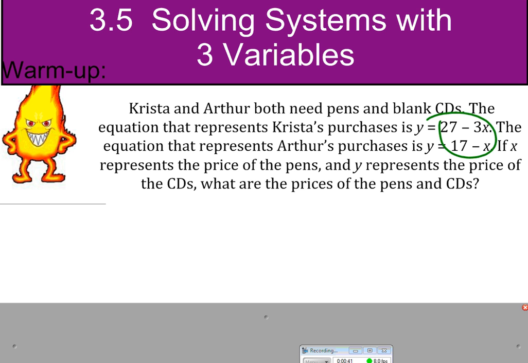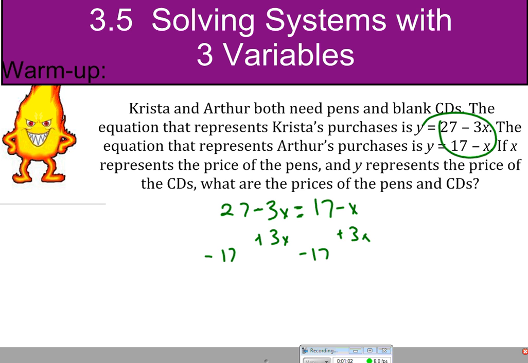So notice that it's a system of equations and they're both equal to y. So that means that they're going to be equal to each other. So 27 minus 3x equals 17 minus x. So a little bit of algebra from here, and you get 2x equals 10. So x equals 5. So that means the price of the pens is 5.